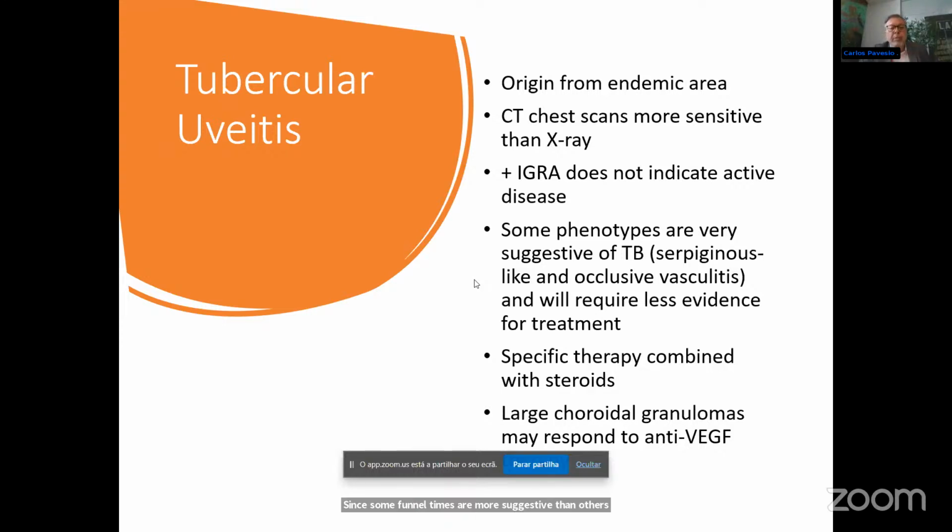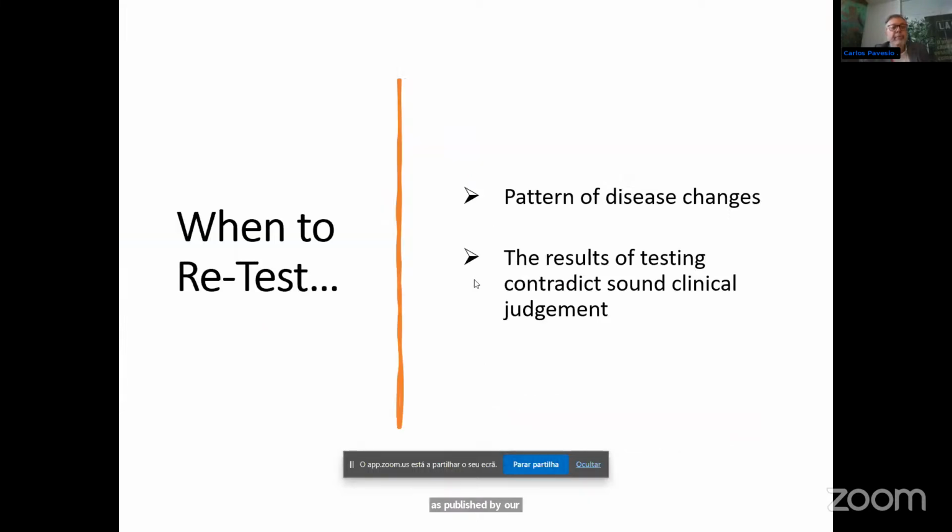Specific therapy combined with steroids because you want to prevent paradoxical response. And remember that some large choroidal granulomas that are failing to respond very well to treatment may respond to anti-VEGF, as published by our president, Professor Gupta.